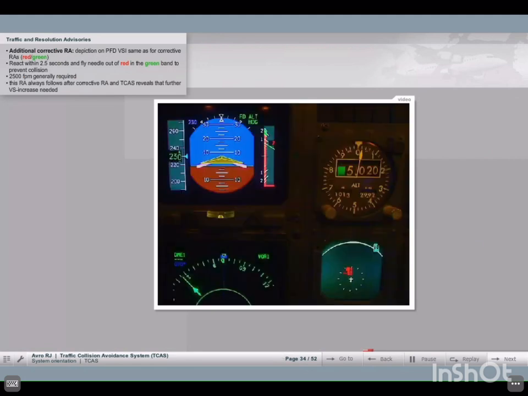Depiction of an additional corrective RA is the same as for a corrective RA, but you must react within 2.5 seconds and place the VSI needle out of the red into the green band. A vertical speed of 2,500 feet per minute is generally required. This type of RA always follows after a corrective RA, but Tcas calculation has revealed that a further increase in vertical speed is necessary to prevent a collision.